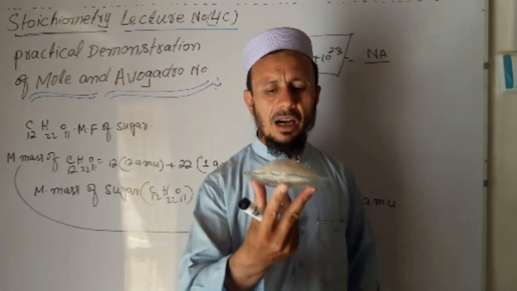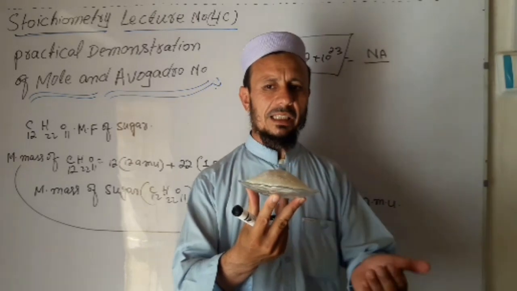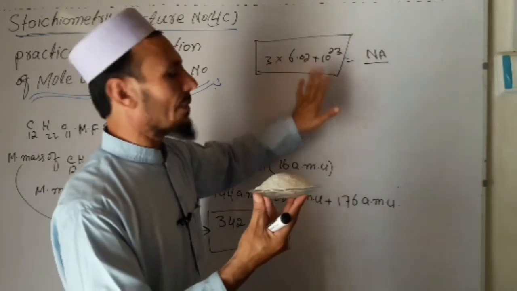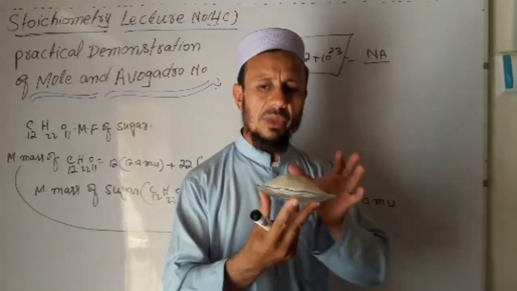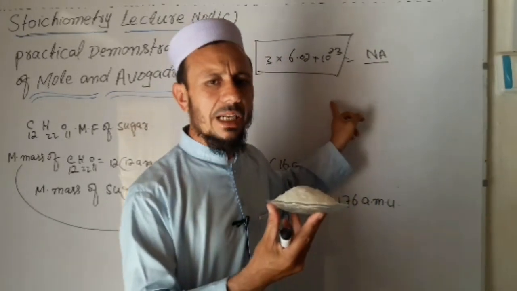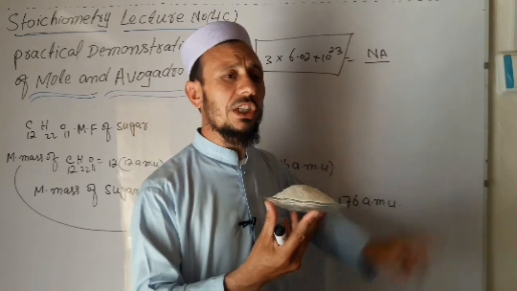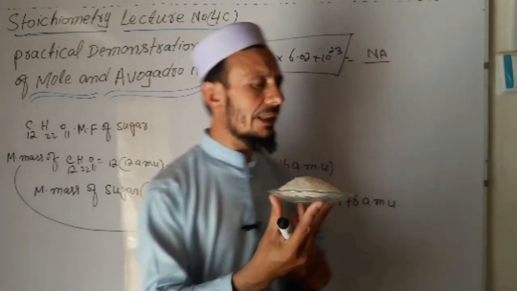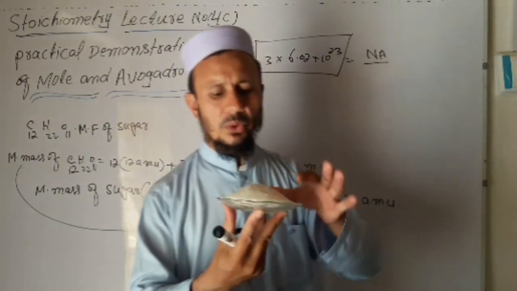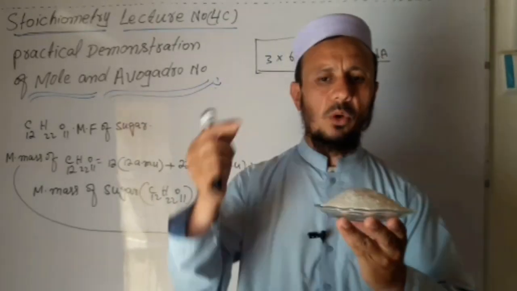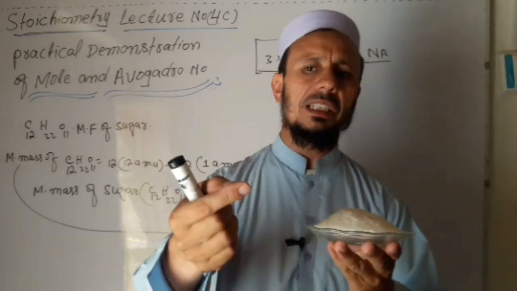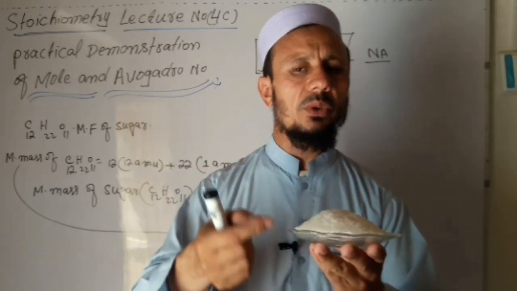eat all of this sugar, we will say that he has eaten Avogadro number of sugar molecules, such as we will say that he has eaten 6.023 multiplied by 10 raised to the power of 23 sugar molecules. And this 342 gram is called the molar mass of sugar. It means that 1 mole of sugar in grams is equal to 342 gram.